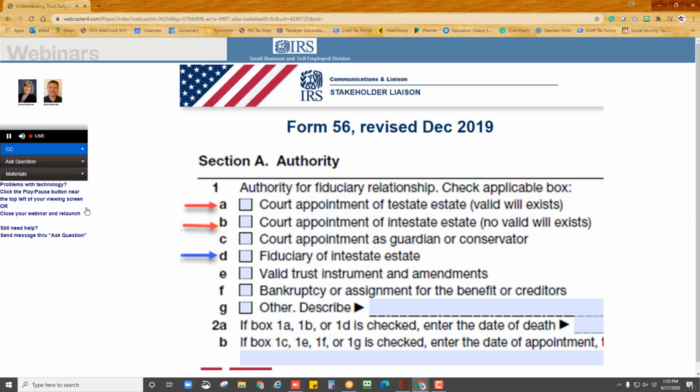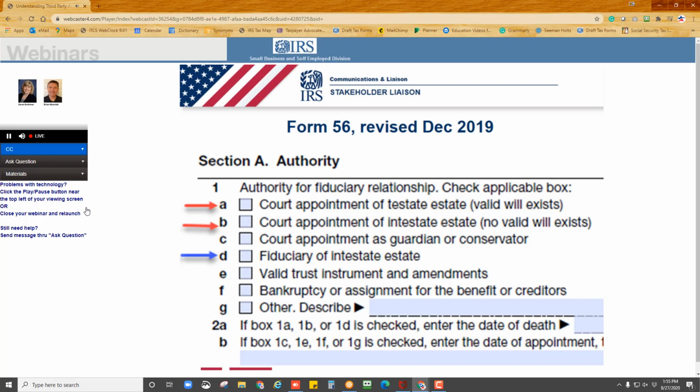I'm going to read you the instructions for line 1D. It says, check the box on line 1D if you are the fiduciary of a decedent who died intestate, that is, without leaving a valid will. Only check this box if there is no court-appointed administrator or representative for the estate of the decedent, and you are the sole person charged with the property of the decedent.